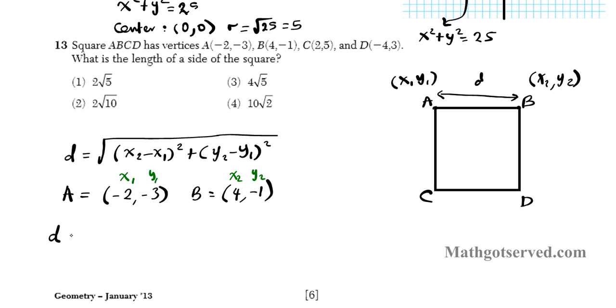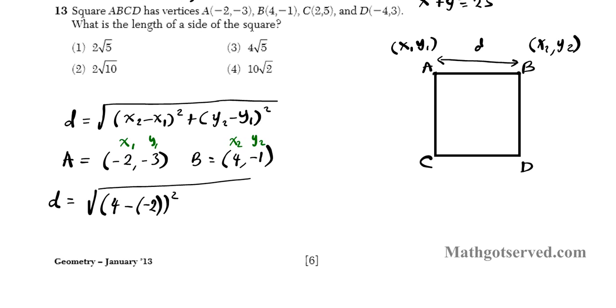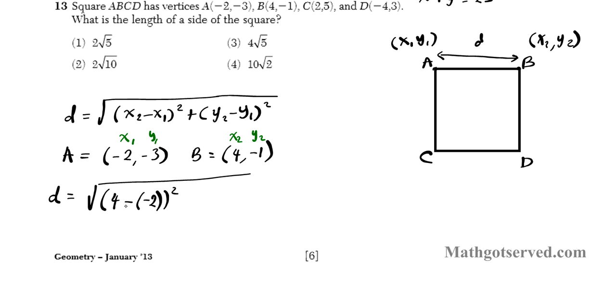So the distance from A to B, which corresponds to the length of a side of a square, is the square root of (x2, which is 4, minus x1, which is -2) squared. Now you have to be really careful here whenever you're subtracting a negative. Some people might forget to include this minus. They might just put one minus there. So that'll be wrong because what we're actually doing is adding, okay? So plus (y2, -1, minus -3) squared. So please be careful with the sign so you don't ruin the problem.